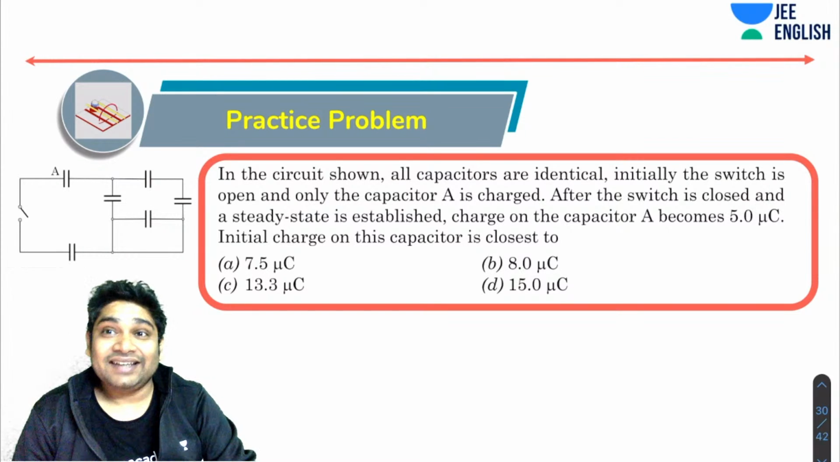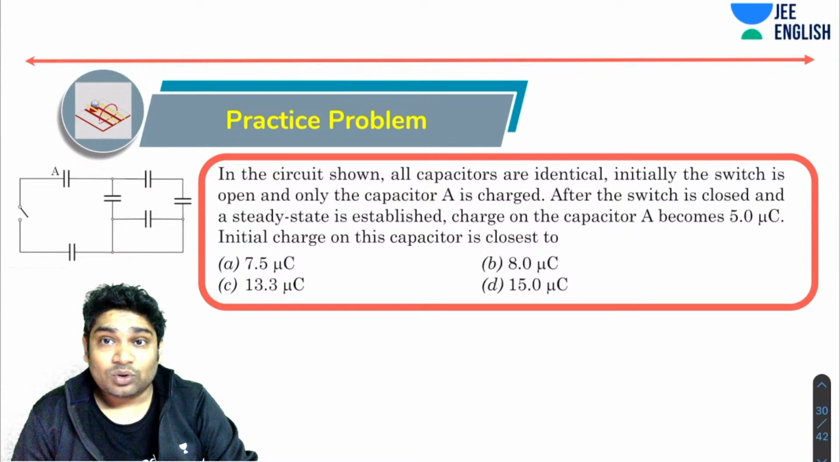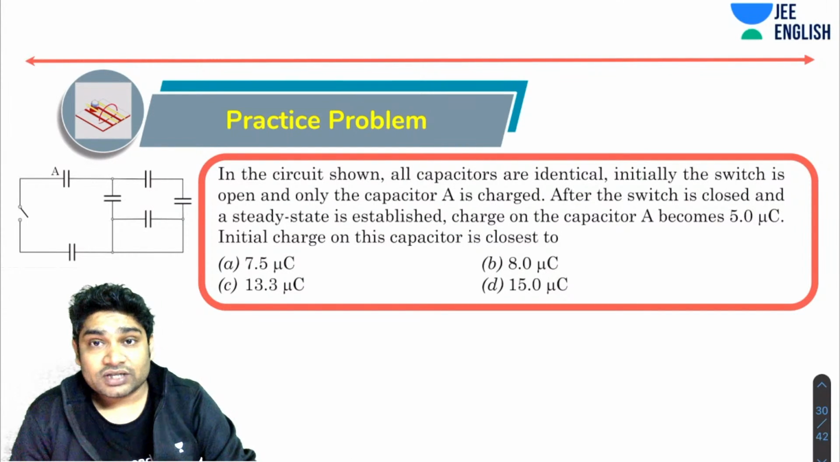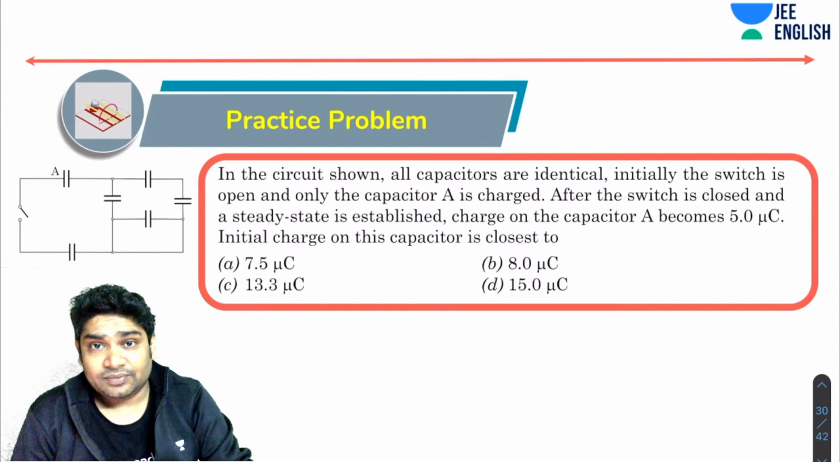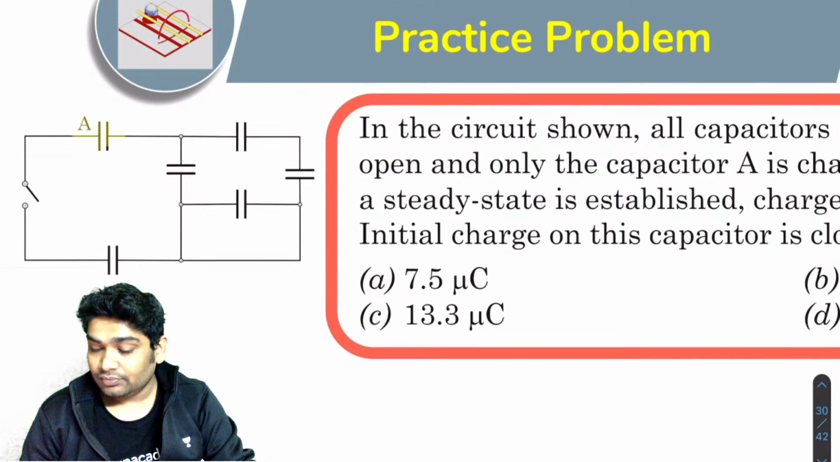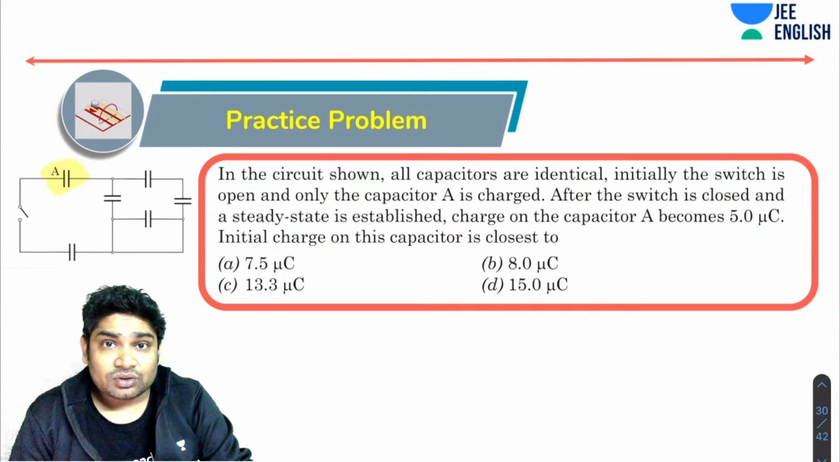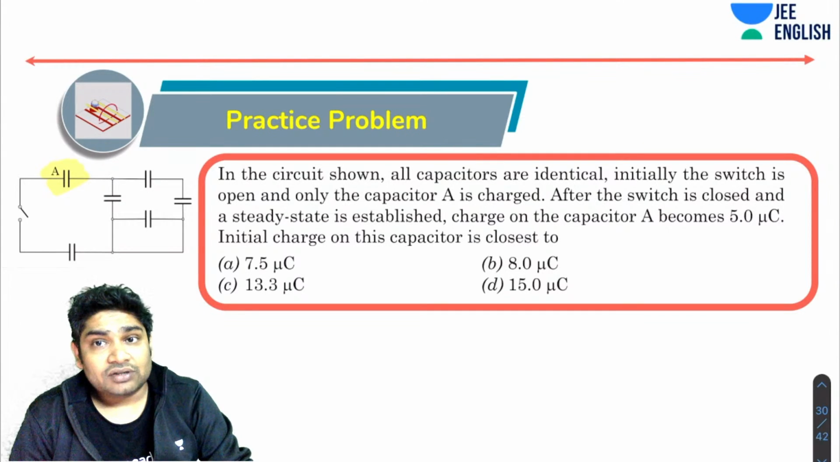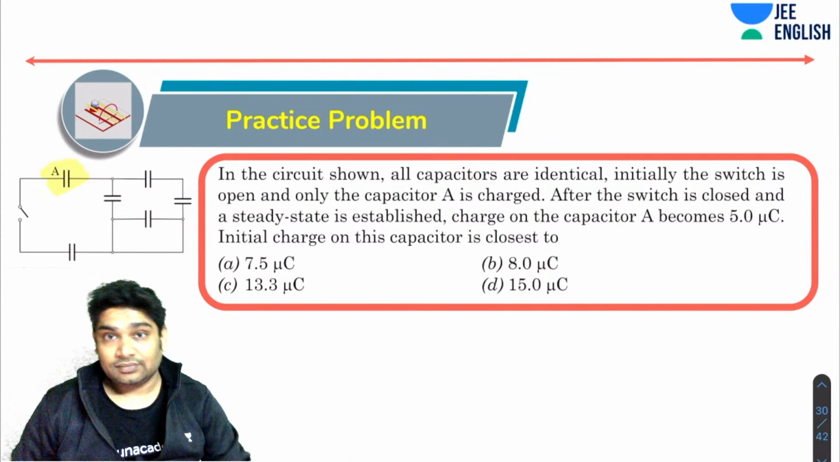All right. So here is the next question that I want you guys to try. This says, in the circuit shown, all capacitors are ideal. Initially, the switch is open, and only one capacitor, capacitor A, was charged. So this is your capacitor A. Only this capacitor was initially charged. Now you've been told that after the switch is closed and steady state is established, the charge on capacitor A becomes 5 microcoulombs. What was the initial charge on this capacitor? Try this.